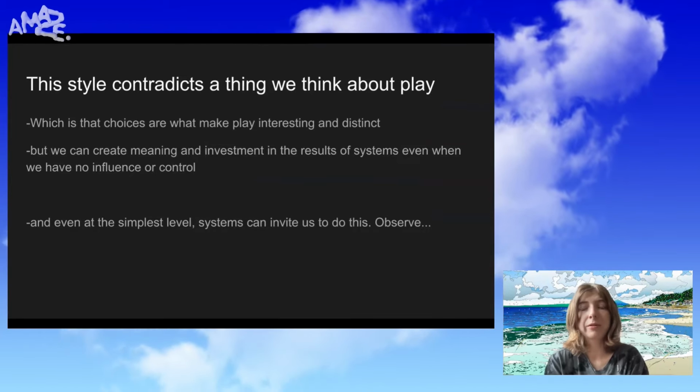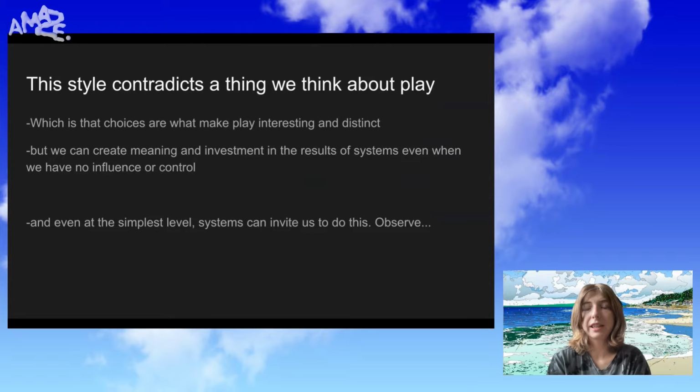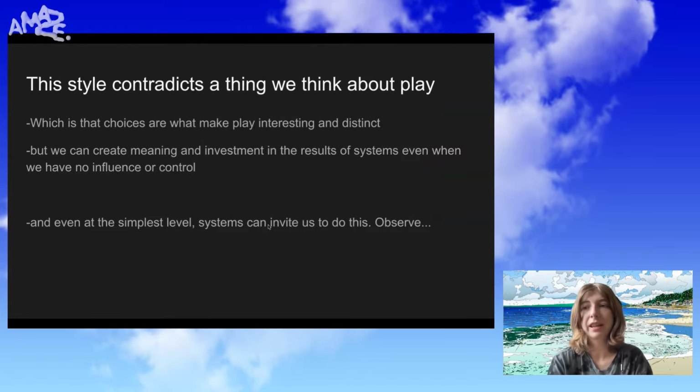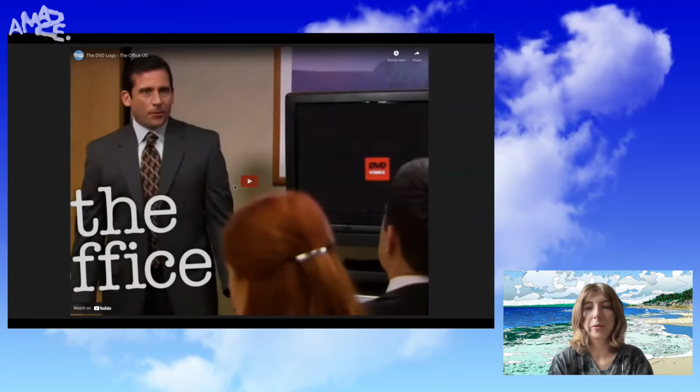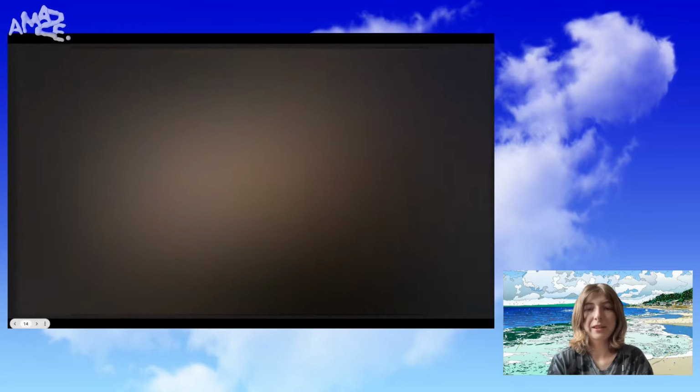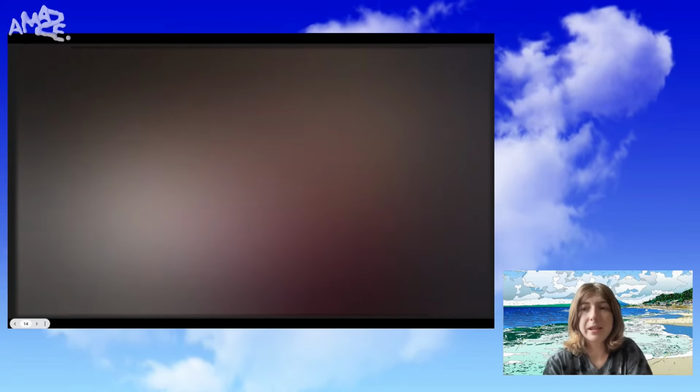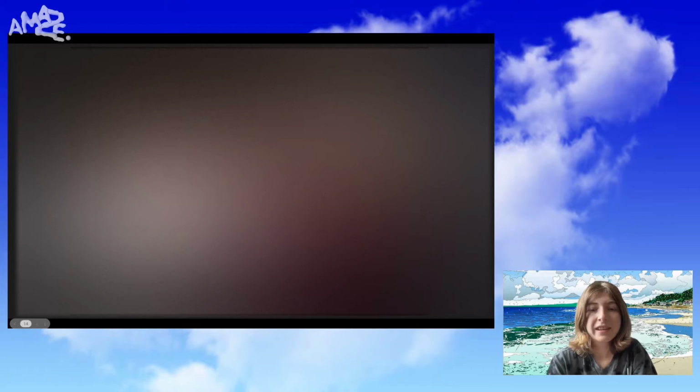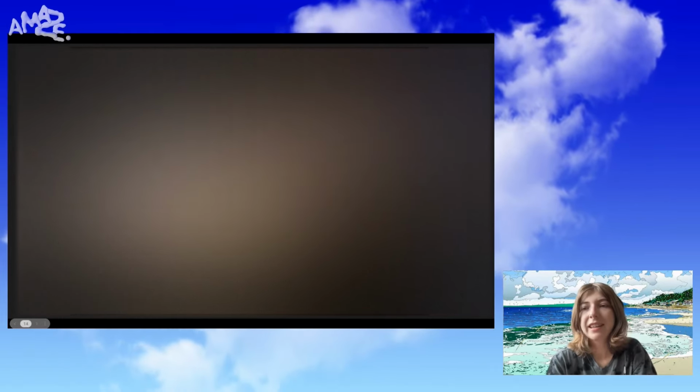And the systems don't even have to be very complicated to get us to engage this way. They can be the most simple example possible. So to give you a little example of just how simple they can be and still be engaging, I think a lot of people have had experience with the DVD menu logo, which bounces around the screen.